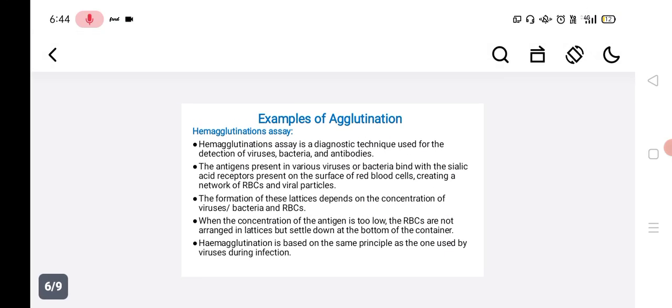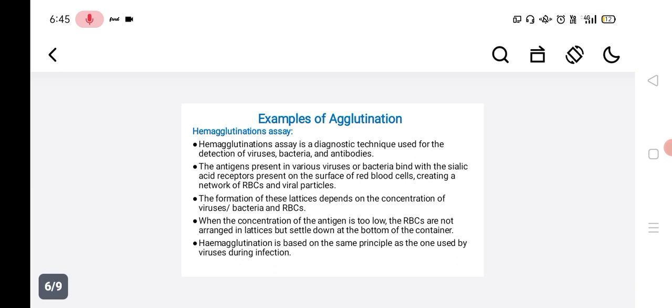So next are some examples of agglutination reactions. One is called the hemagglutination assay. The hemagglutination assay is a diagnostic technique used for the detection of viruses, bacteria, and antibodies. The antigens present in various viruses or bacteria bind with the sialic acid receptors present on the surface of red blood cells, creating a network of RBCs and viral particles.